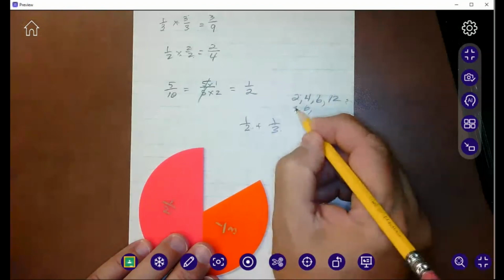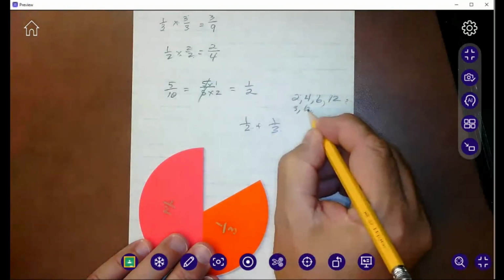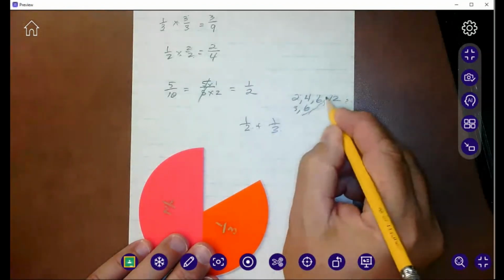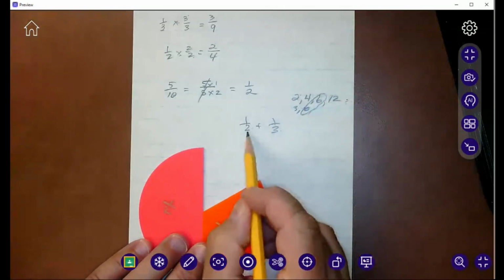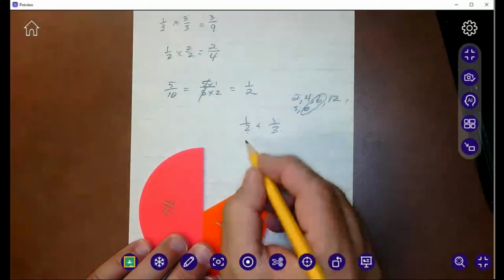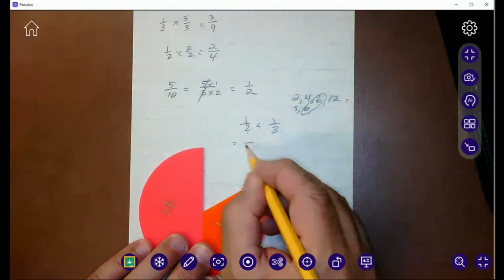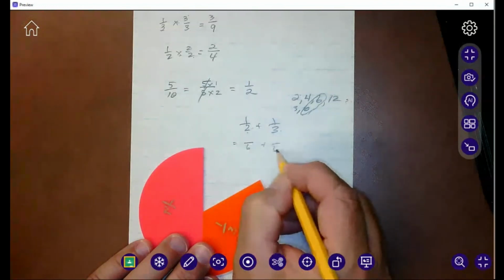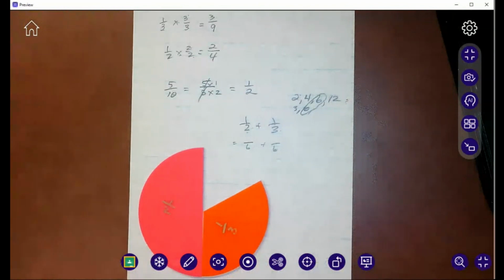When we did the 3, 3 times 1 is 3. 3 times 2 is 6. We can stop right there. 2 and 3 both go into 6, and that's the smallest number. So I'm going to change each of these into sixths.